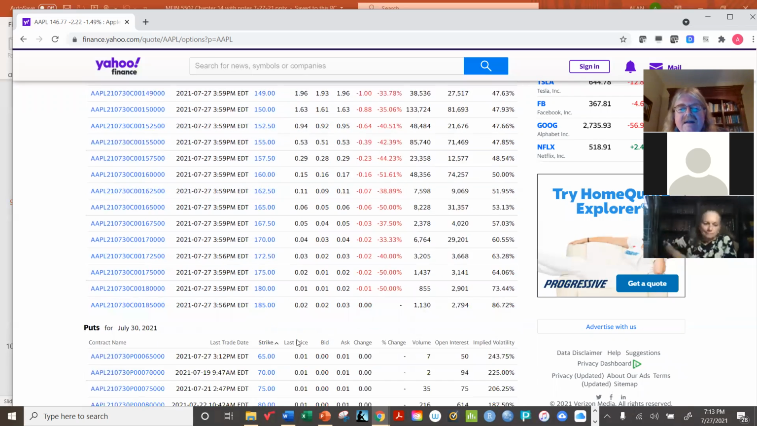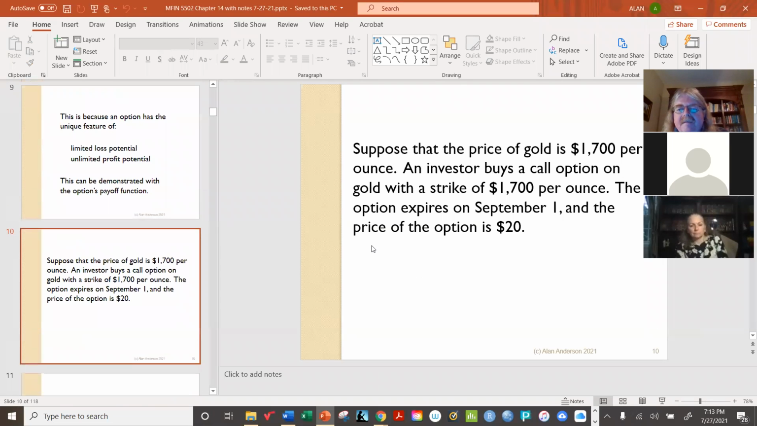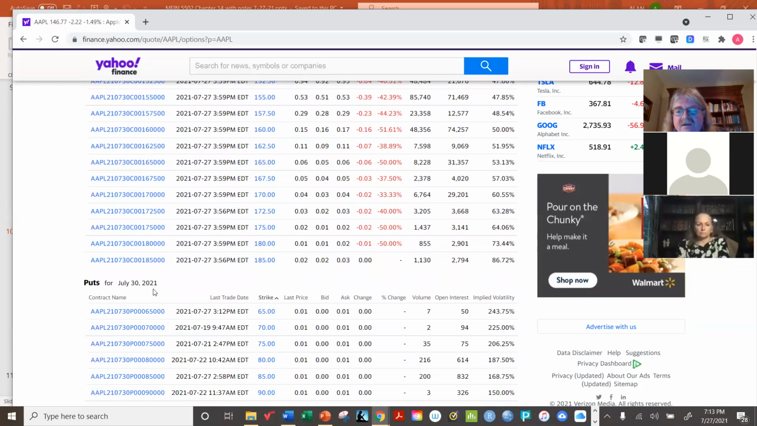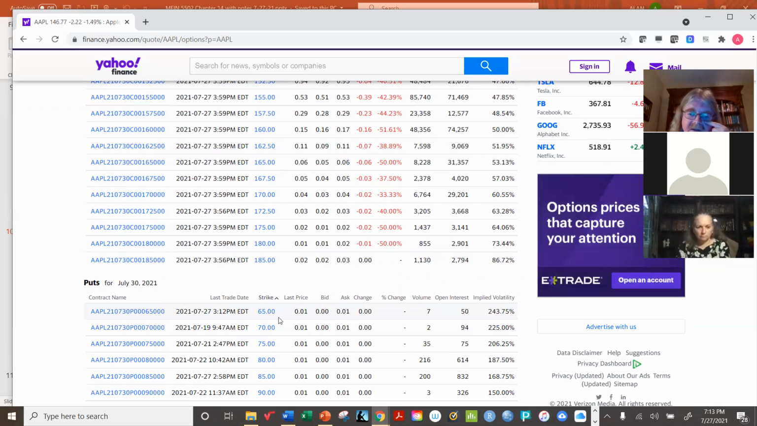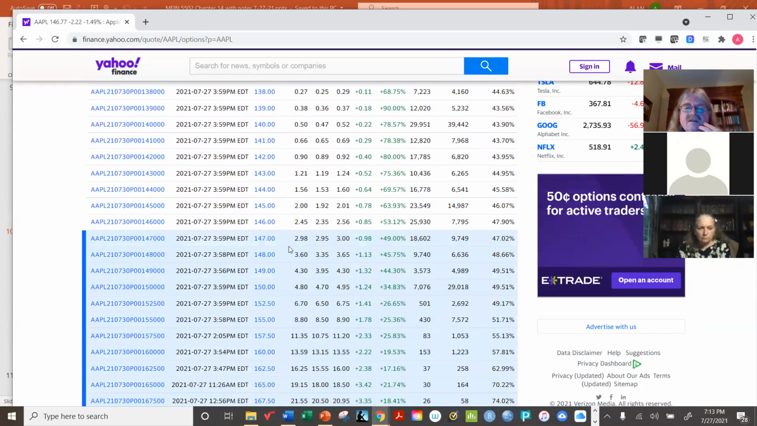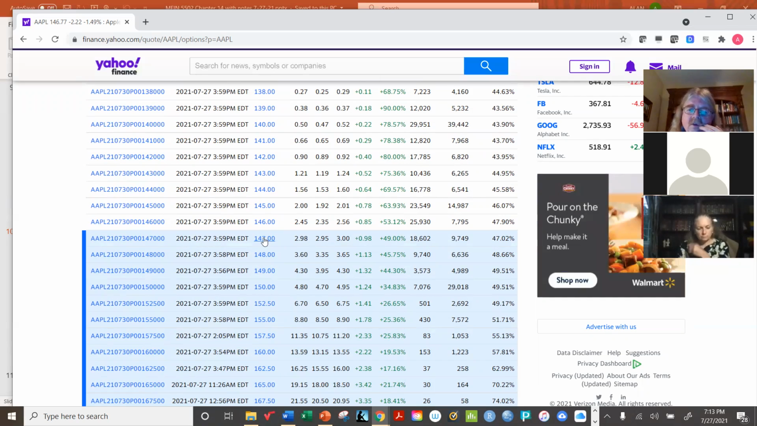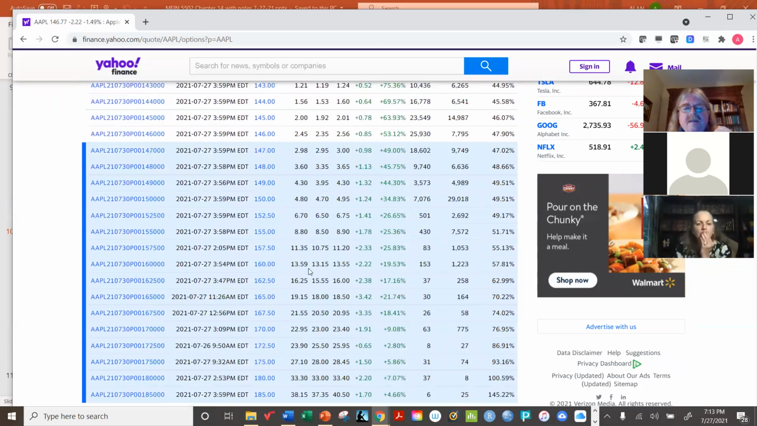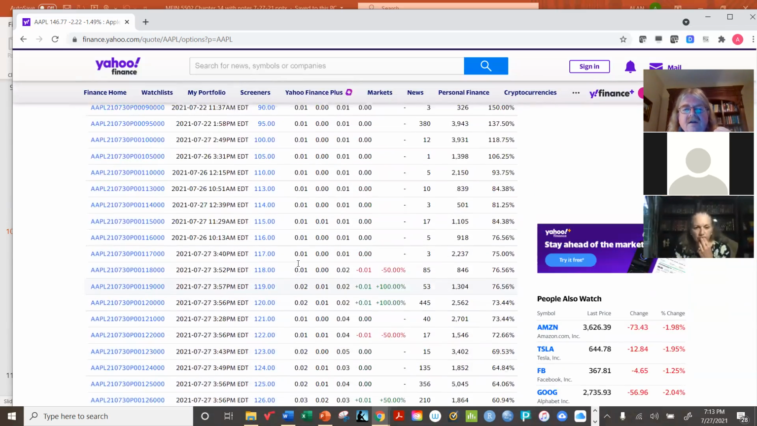Okay. Now, of course, the puts down here are the ones that let you sell for that strike price on this date or by this date. And here, the blue ones are at the bottom. These are the ones with the high strike prices, because if you have the right to sell a stock for 147, when it only sells for 146.77, that means you are going to earn a positive payoff. So all of these are in the money. These are out of the money.